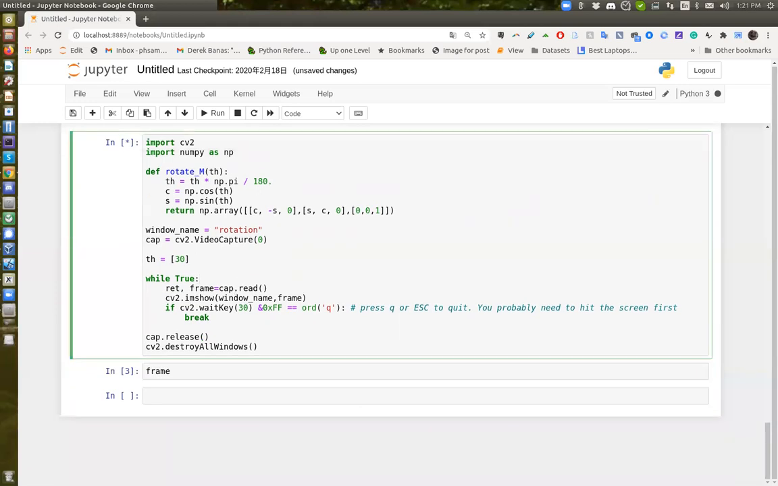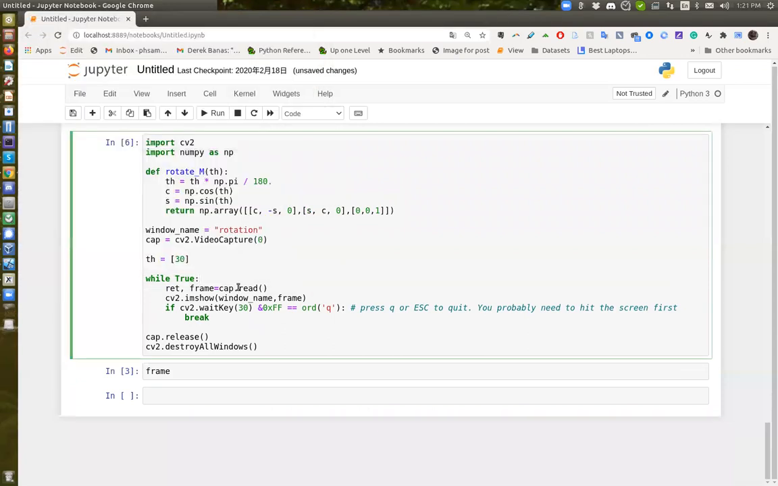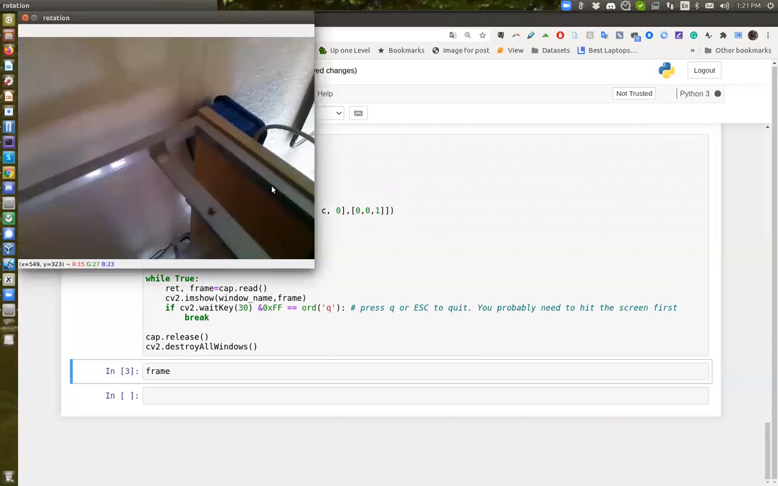So, do I have the window here? Yeah, okay. That, yeah, now it's okay.